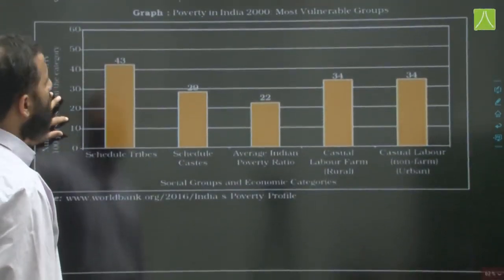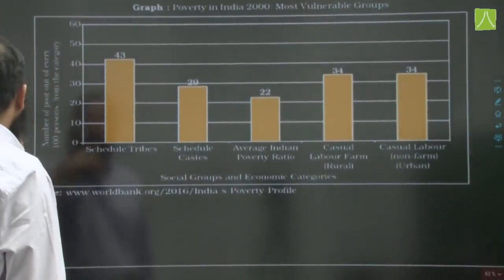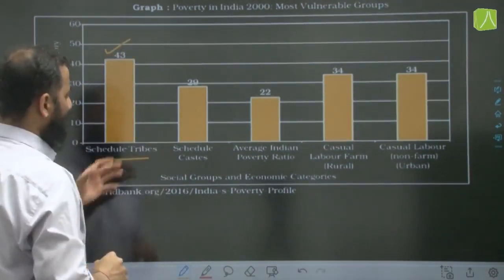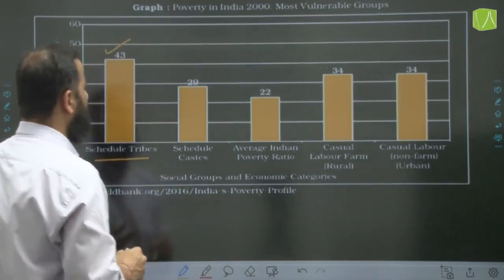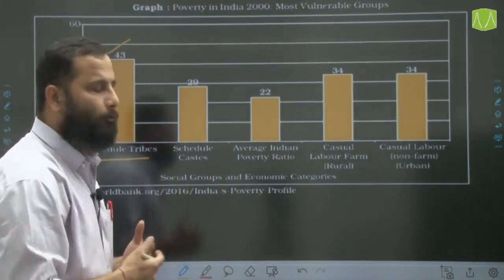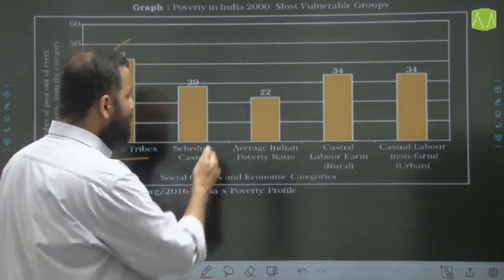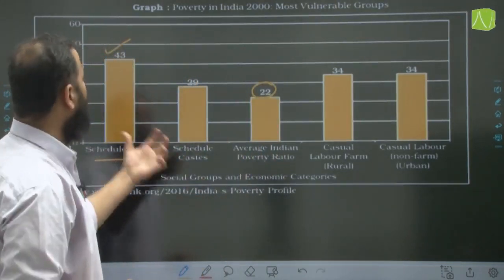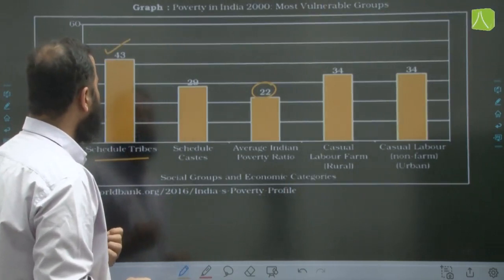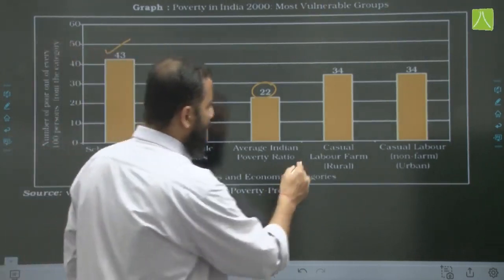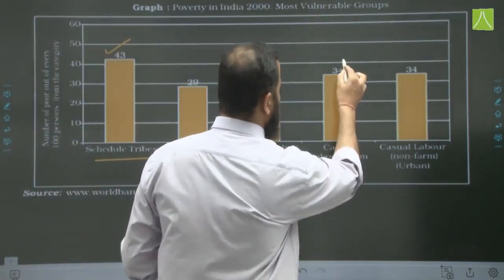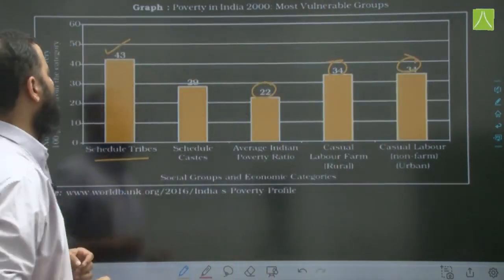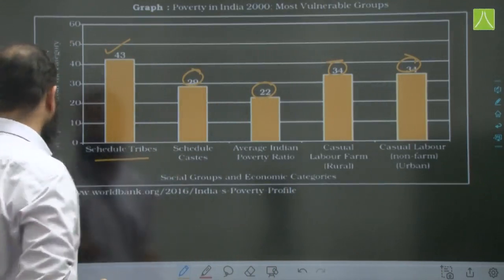Now this is the graph which shows that, as you can see here, this group 43, that is the STs. For the scheduled castes, the situation has definitely improved, but still we need to improve it further. And the average Indian poverty ratio is again 22, that is lower than the others shown here. Further, casual labor from rural areas is again 34, and from urban areas non-farm is also 34. This here is 29. All right.